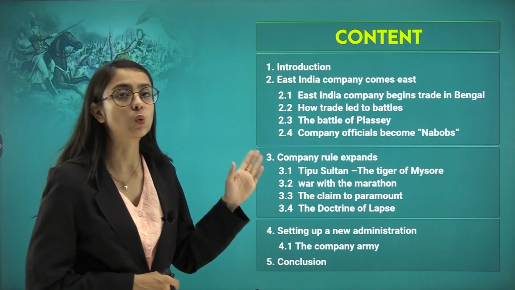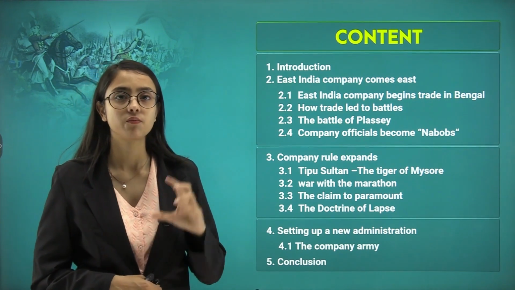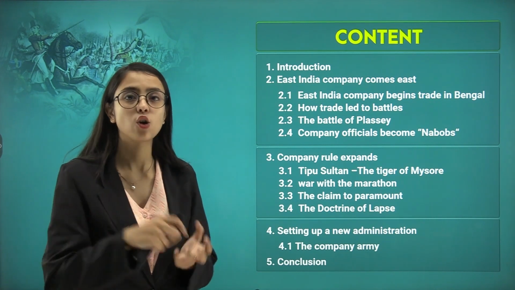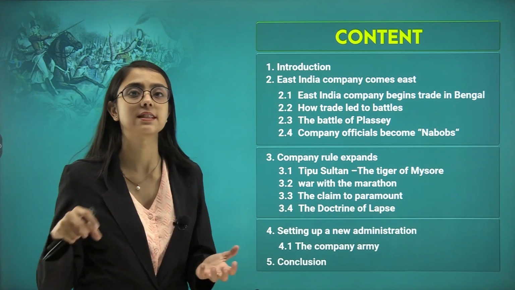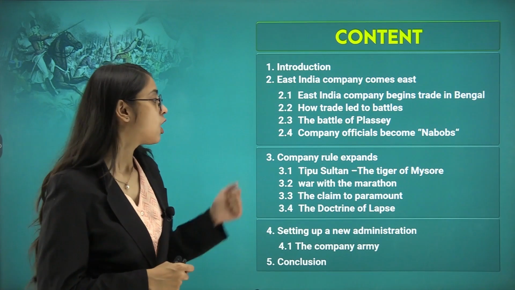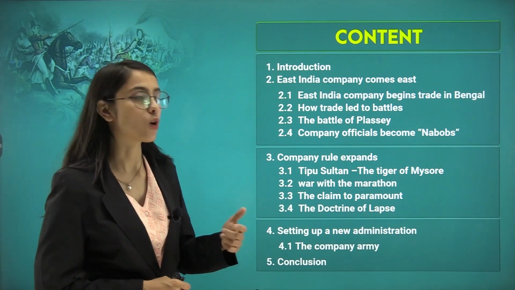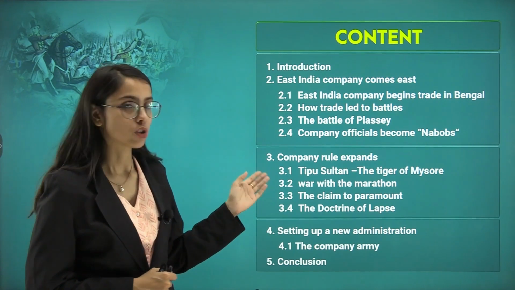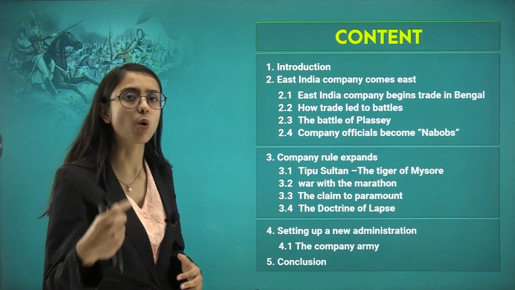How did the East India Company manage to expand its rule and conquer different parts, provinces and states of India? Who was Tipu Sultan and why is he called the Tiger of Mysore? Then we will see the war with the Marathas. So what is it about? What was the war about?